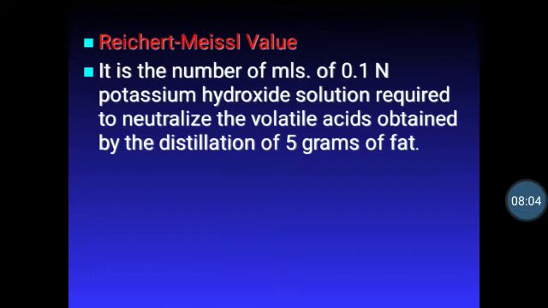Next point, Reichert-Meissl value. Definition of Reichert-Meissl value: it is the number of milliliters of 0.1 normal potassium hydroxide solution required to neutralize the volatile acid obtained by the distillation of 5 gram of fat. Reichert-Meissl value is an indicator of how much volatile fatty acid can be extracted from fat through saponification. It is the number of milliliters of 0.1 normal potassium hydroxide solution necessary for neutralization of water-soluble volatile fatty acid distilled and filtered from 5 gram of given fat. Take 5 gram of fat.